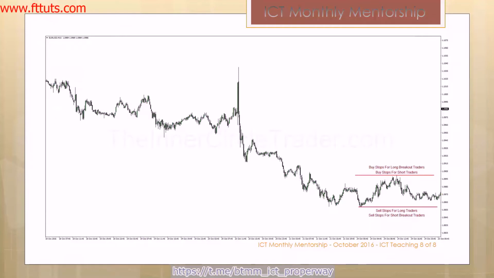So graphically, what I'll show you here is a breakout trader or a neophyte trader's perspective on a market that goes into a trading range. Above the old high or recent high, they will have buy stops for long breakout traders. And anyone that would be short, obviously, their buy stop would be resting above that high. And below the lows, there would be sell stops for long traders and sell stops for short breakout traders.